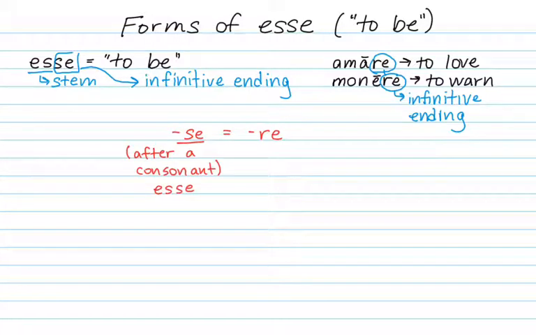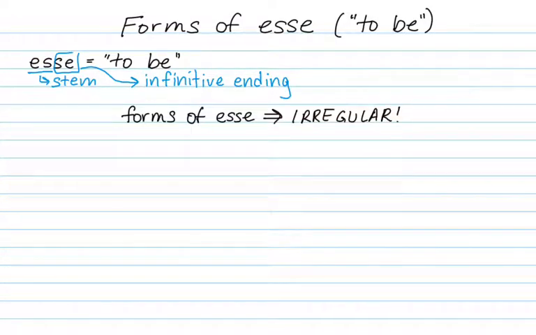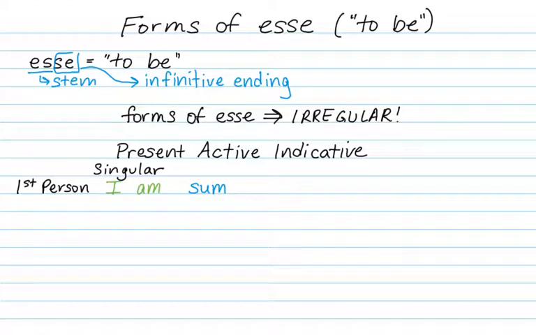When the stem ends in a consonant, the infinitive ending is se, and when the stem ends in a vowel, the infinitive ending is re. Most of the time, you'll see the ending re. It's probably best to just think of the fact that the forms of to be are irregular. The present active indicative conjugation is as follows. The first person singular, I am, in Latin is sum.